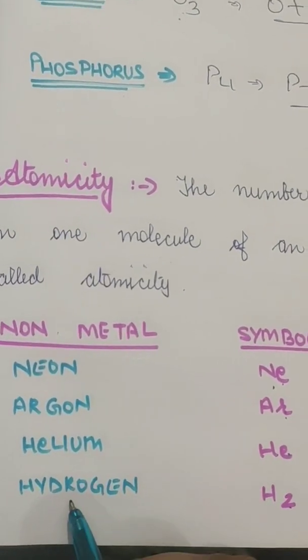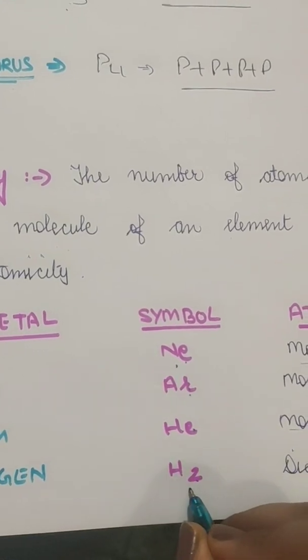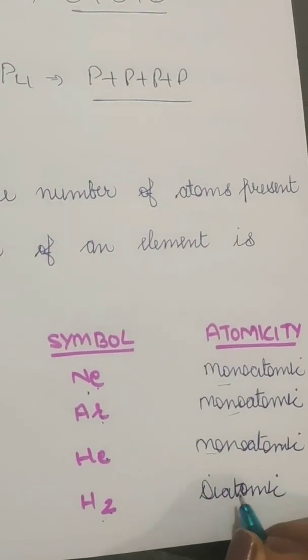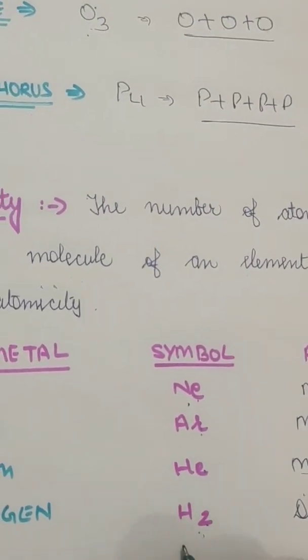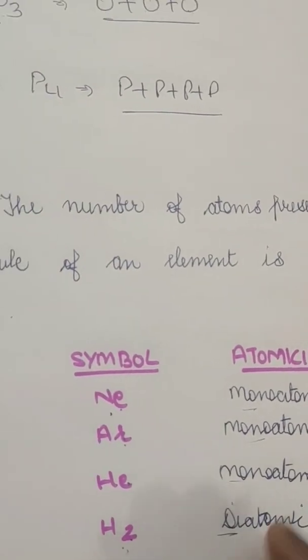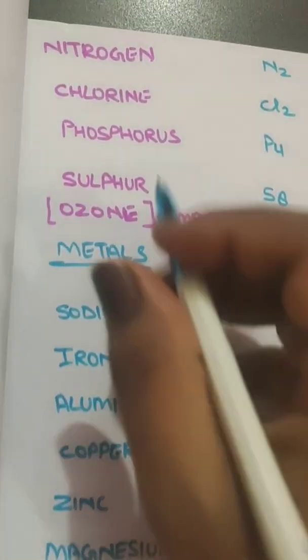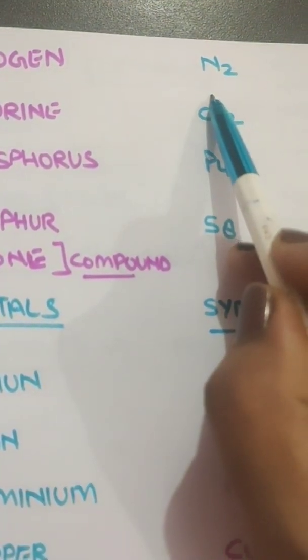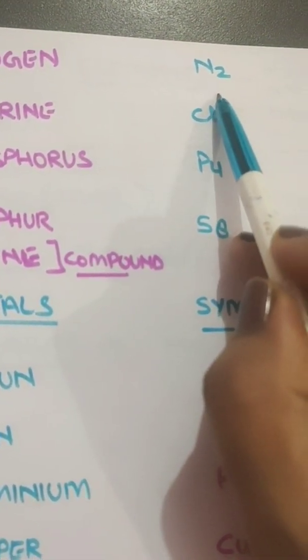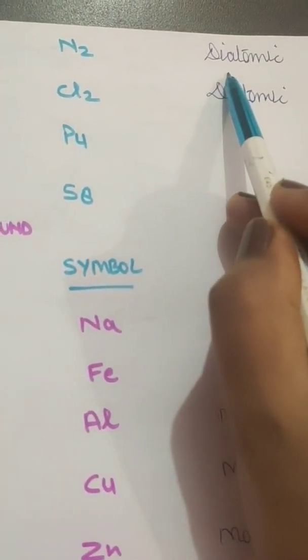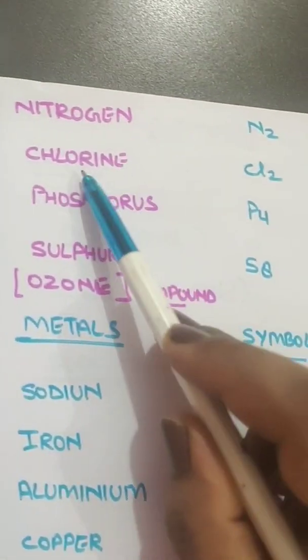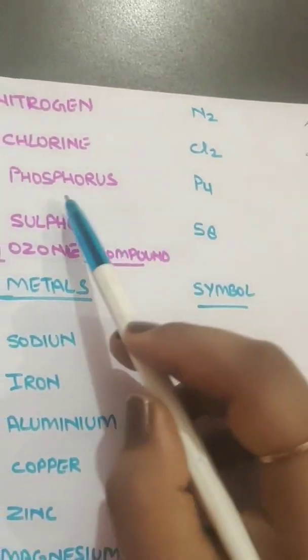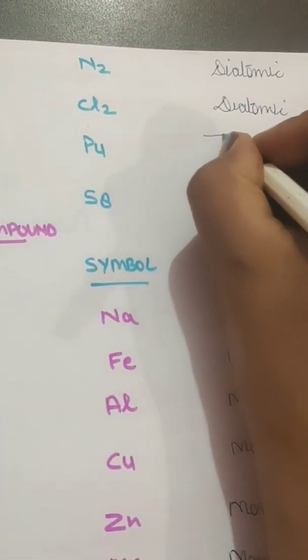But hydrogen gas is diatomic, it's H2 always. So the atomicity of hydrogen is 2, di means 2, diatomic. Next is nitrogen. Nitrogen is also a gas which does not exist as a single atom. It exists in the form of N2, so it is diatomic and atomicity is 2. Chlorine again diatomic. Phosphorus is tetraatomic.